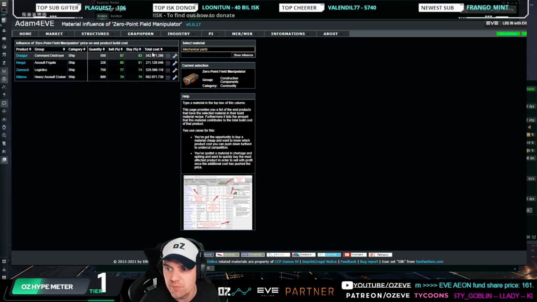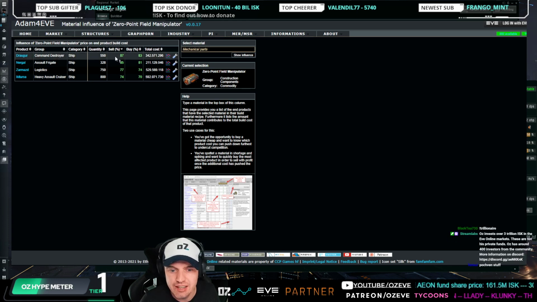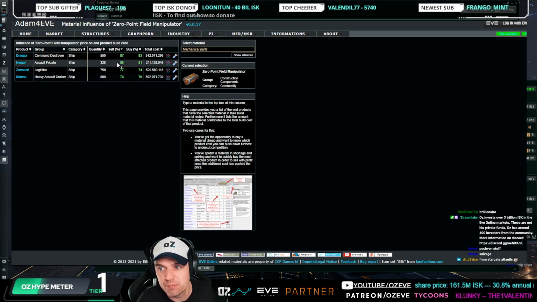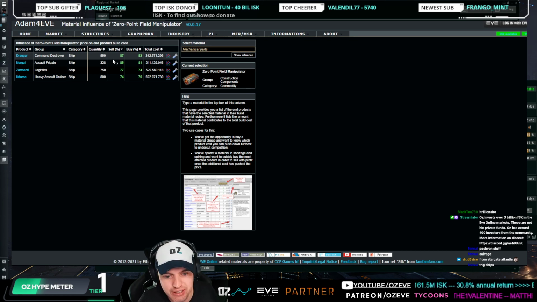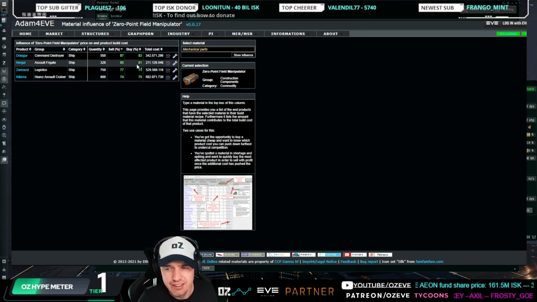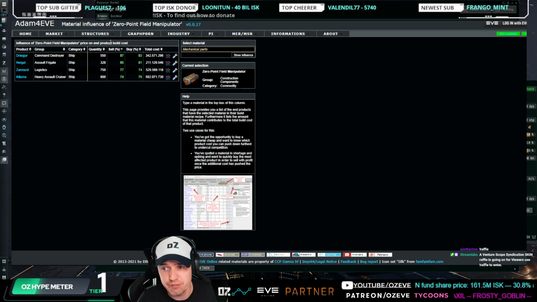And you can see that the 0-point field manipulator actually makes up between 70 and 80% of the total price of a Draugr, a Nurgle, a Zarm, and an Ikitursa, right? So this is huge. And so you don't even need to look at the other components. You basically only need to look at 0-point field manipulator, and you understand the direction where the prices of these ships are going. So I can really encourage you to play around with the stuff.